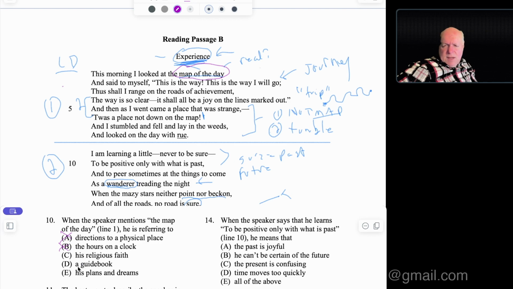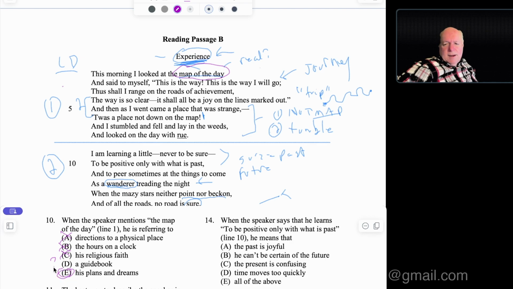His religious faith. So this one's kind of a little out there, so it's definitely not that. So a guidebook is interesting because even though we're talking about this metaphorically, could it be a guidebook? So that is a little interesting choice. And then his plans and dreams. So that's all we talked about here. So that is what's going on there.